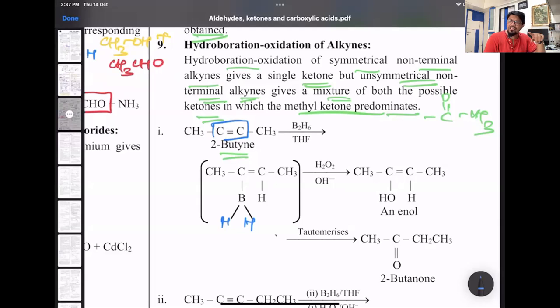Oxidation with a mild oxidizing agent in an alkaline medium forms an enol, ene plus ol. And this compound undergoes tautomerism. Now, when we are talking about tautomerism, what's going to happen over there? How do you explain tautomerism? It can be explained in a simple way. This H will move to this carbon. Sorry, I'll just erase this and show you. So this H will move to this carbon and the double bond will come here. So you will have the respective butan-2-one. All right, this is one.